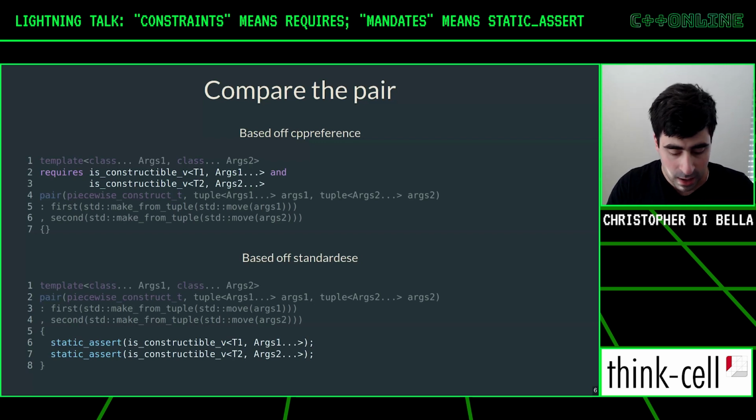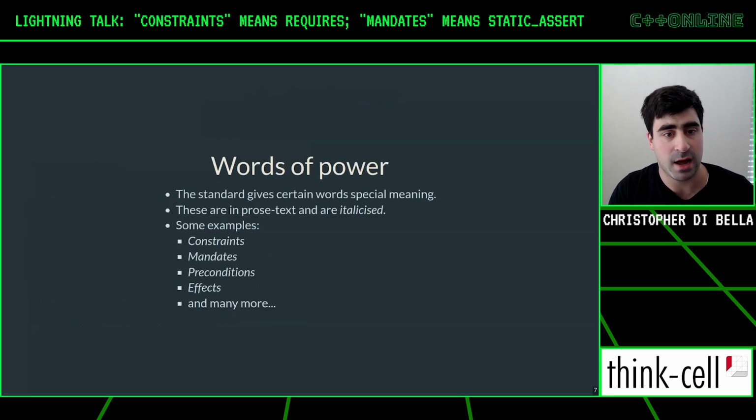So here we are. In the standard, there are many things known as words of power. These are regular words in the English language that the standard gives some sort of special meaning to, providing them with a definition. Some examples include the word mandates, the word preconditions. There's a long list of them, and I probably wouldn't be able to fit them all on this slide, even if I tried. So I'm just going to go through two of them in this lightning talk.